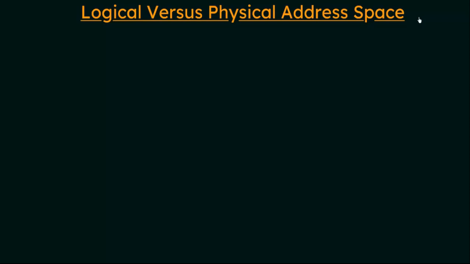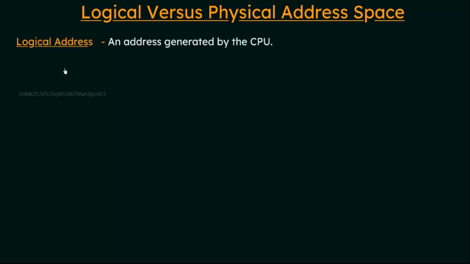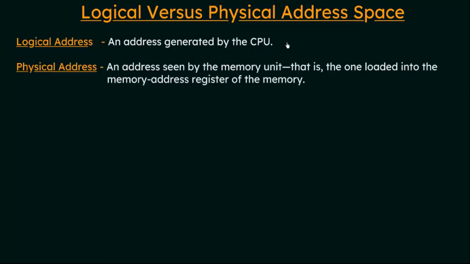All right, first of all, let us see what a logical address is. A logical address is an address generated by the CPU. So the address generated by the CPU is what we mean by logical address. And what is a physical address? An address seen by the memory unit, that is, the one loaded into the memory address register of the memory. It is an address that is seen by the memory unit. And what do we mean by seen by the memory unit? That means it is a particular address that is loaded into the memory address register of the memory.